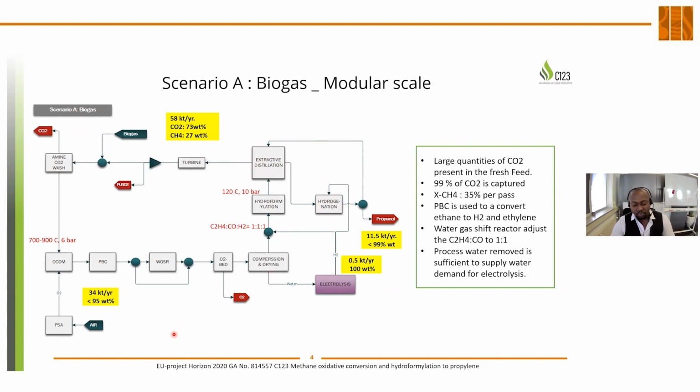Two important consumables for this process concept are oxygen, which is supplied using a PSA unit, pressure swing adsorption, and hydrogen, needed for the hydrogenation and for adjusting the hydrogen ratio for the hydroformylation. For that, we use electrolysis. So this is a quick overview of scenario A.